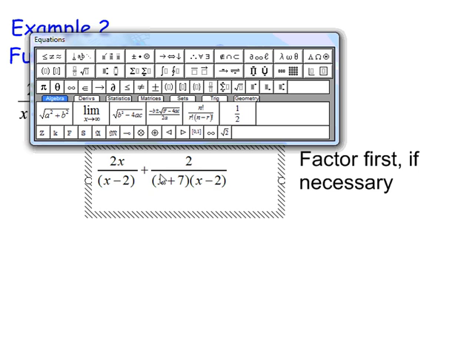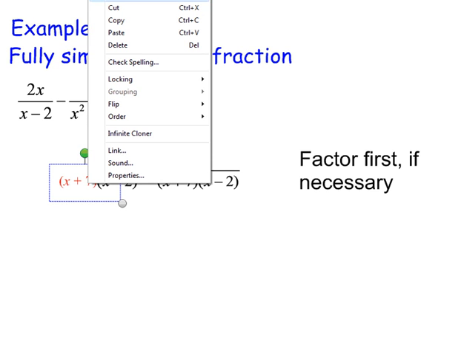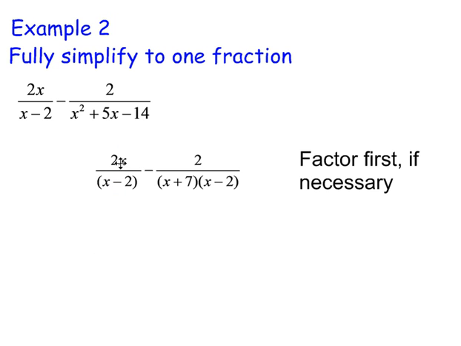Whoopsie, that should be a minus sign. Let me get rid of that there. So you get 2x over x minus 2 minus 2 over x plus 7 times x minus 2.